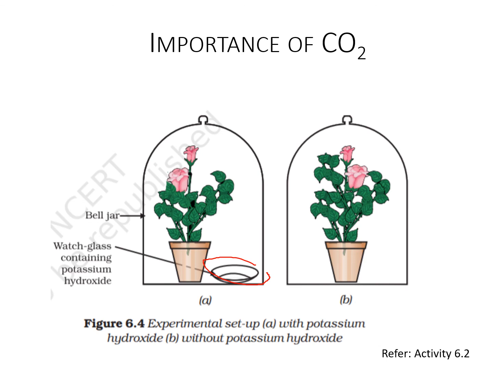Now we know that potassium hydroxide will absorb all the carbon dioxide from the air. So in A, since potassium hydroxide is there, it absorbs all the carbon dioxide. Whereas in B, we do not have potassium hydroxide, so carbon dioxide is still present in the air surrounding the plant. Now if we do a starch test for both of these plants, we see that the presence of starch is greater in case of B because of the presence of carbon dioxide than that of A, which suggests that carbon dioxide is important for photosynthesis.